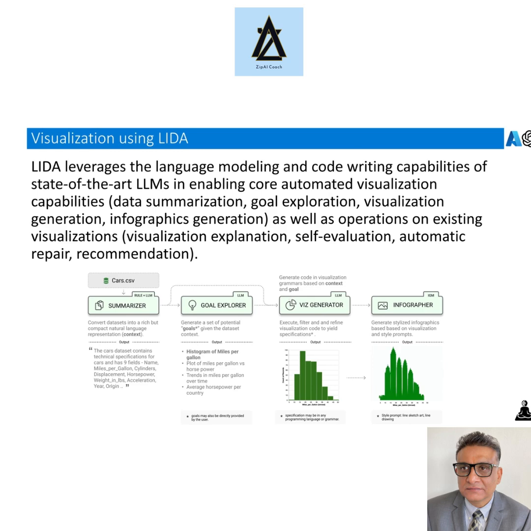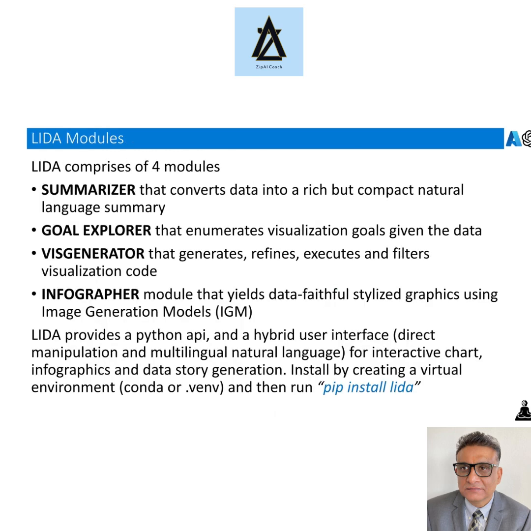has 4 capabilities. There are 4 modules. The first module is called Summarizer, which converts data into a rich but compact natural language summary. So you really want to understand what the data is about. And after that, it'll help you enumerate or guide you to build visualization goals. Now, what do I mean by visualization goals? It is essentially how you should look at the data, and then again, GenAI does the work for you and presents how you should look at the data from different perspectives, which are called goals. And you can also add your own goals.